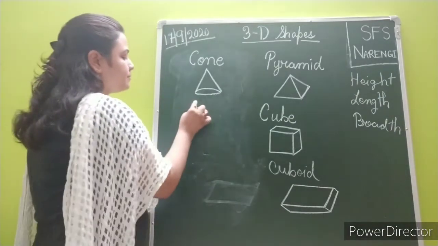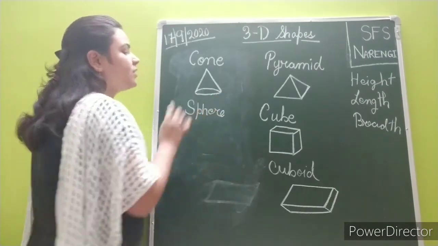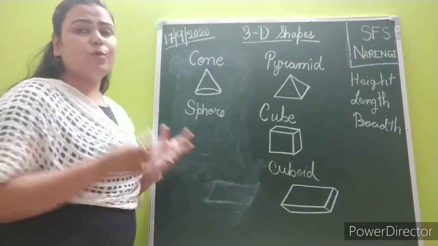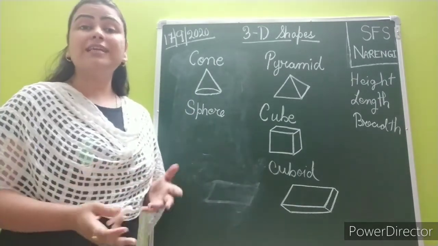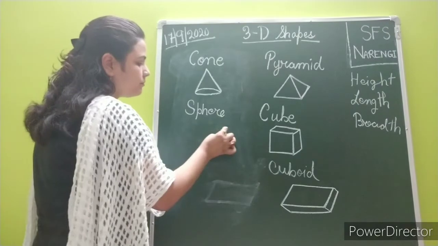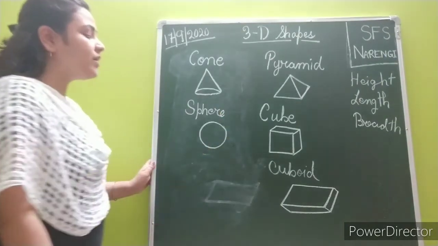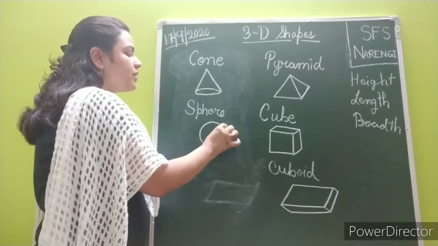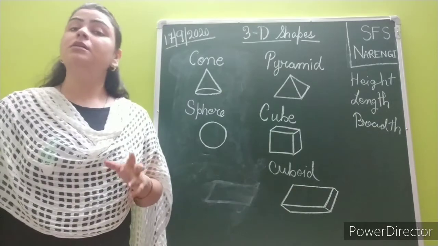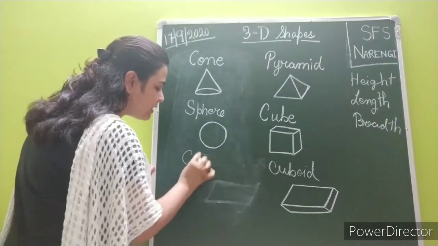Then we have the sphere. Now, I'm sure you all know the sphere. The football, the tennis ball, all kinds of balls that we have. Then the earth itself. Our earth itself is a sphere. So, the sphere is the 3D shape of a circle. Clear?